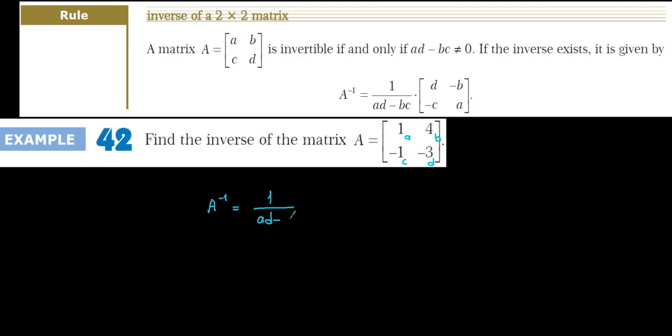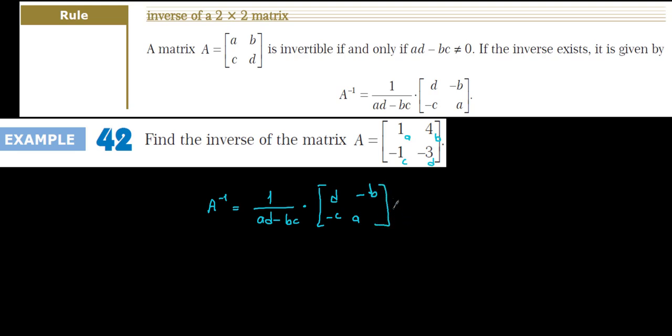A inverse equals 1 over a times d minus b times c, times the matrix where d and a switch their places, and then you change the signs of b and c.